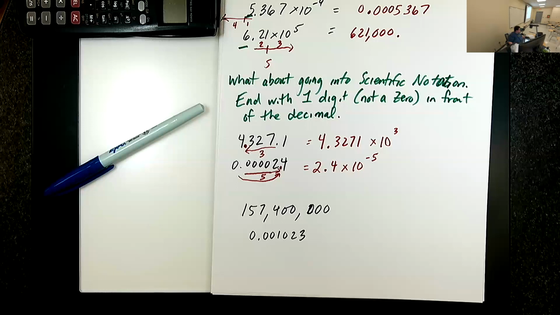Where's the decimal at on the first one? It should be after the 1. You always want it at only 1 digit in front of it. Everyone ready?